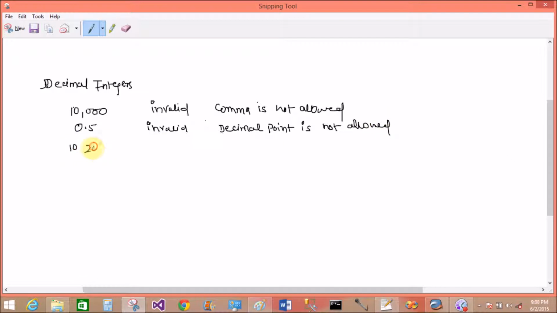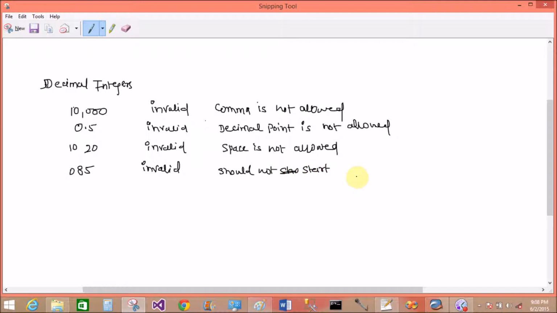Okay, and the third one is 10 space 20. Space is considered a special character, so space is not allowed. 085 is not valid due to the 0, because 0 as a prefix is for octal integer constants; decimal constants should not start with the digit 0.